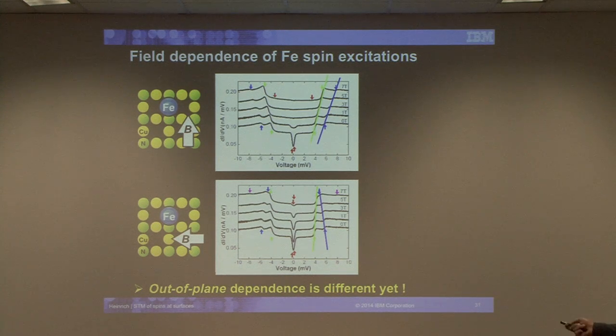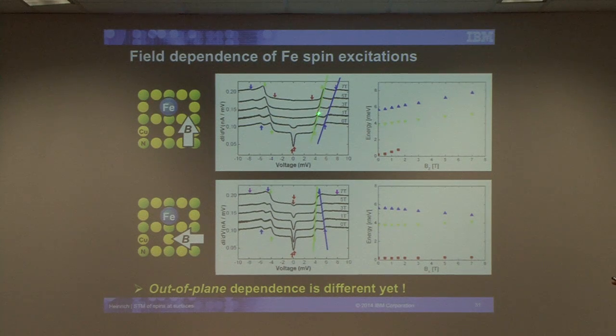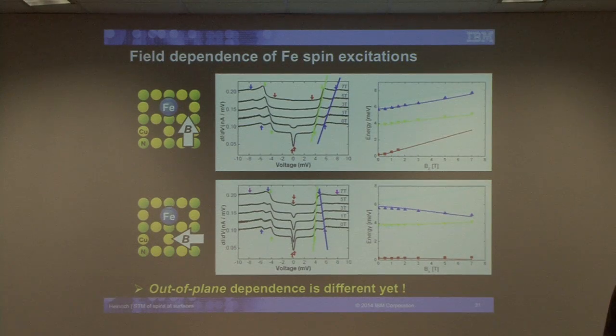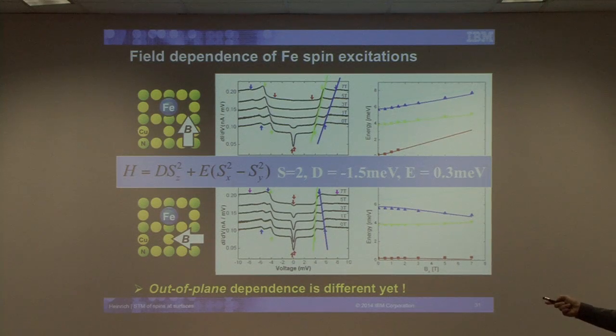Okay, the third direction, out-of-plane magnetic field, is yet another dependence. By now you know what I do. I plot the center of this step here as a function of the external magnetic field. That's basically extracting the information from this IETS, inelastic tunneling spectroscopy, measurement. And then I can get a very good fit to this with a simple Hamiltonian that has only a few parameters. So that's the fit that I get when I use this Hamiltonian. I have a Zeeman energy, not shown here. Then I have this D Sz squared term.